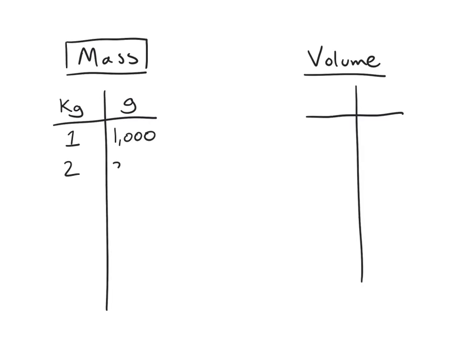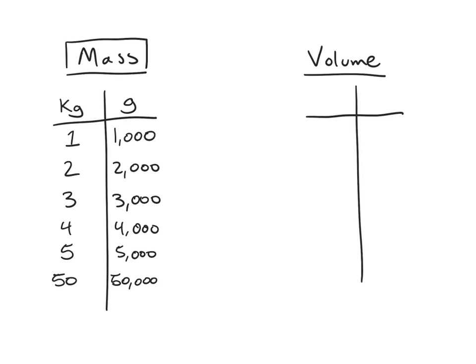And because of that relationship, we know that 2 kilograms equals 2,000 grams, 3 kilograms equals 3,000 grams. We know that 4 kilograms equals 4,000 grams, and so on. We also know that if we had like 50 kilograms, we would have 50,000 grams. And if we had 100 kilograms, we'd have 100,000 grams.